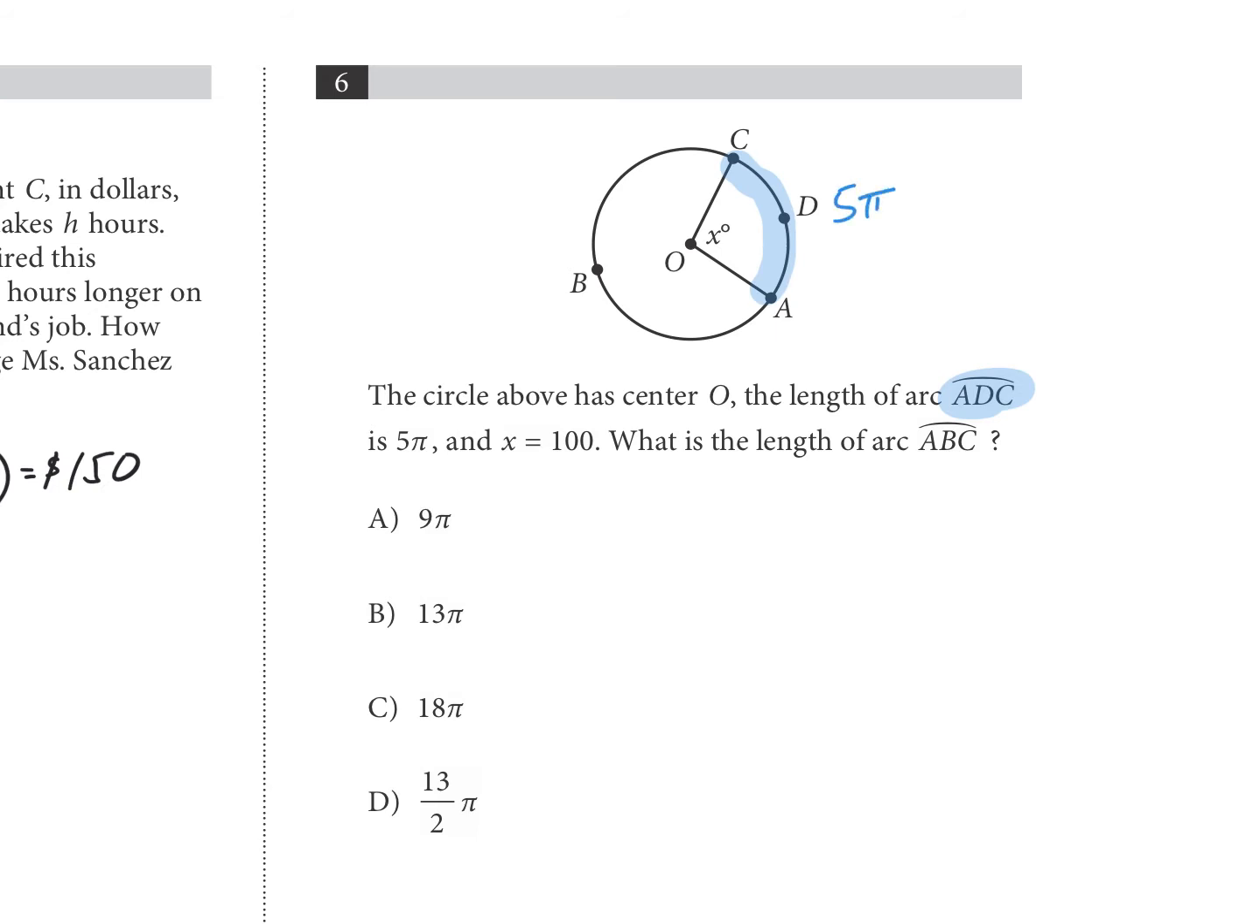This is an x, x is 100. I'm going to just label that inside. X is 100 degrees. What is the length of arc ABC? So highlight that and say, okay, the length of arc ABC. So that's like the rest of the circle.